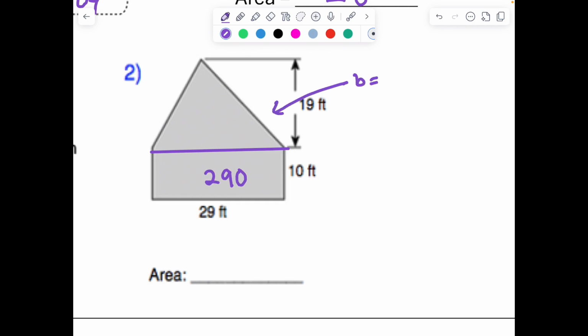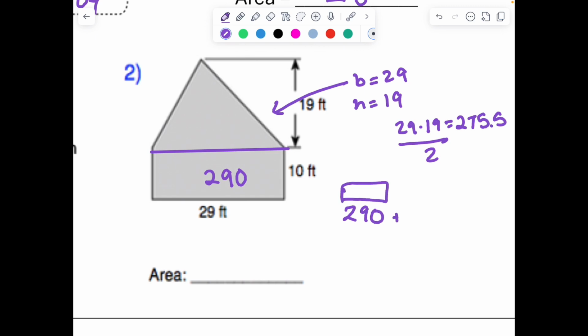And then for the triangle, the base is 29 and the height is 19. So 29 times 19 is 551, but we need to then divide that by 2. So the area of the triangle is 275.5. And then we can add those together. 290, that's the rectangle, plus 275.5, that's the triangle, is 565.5.